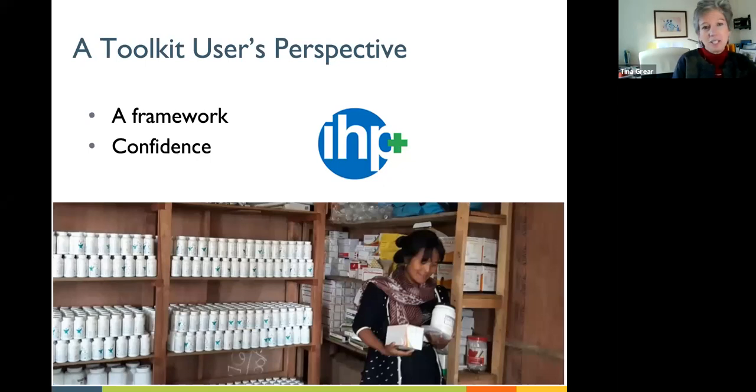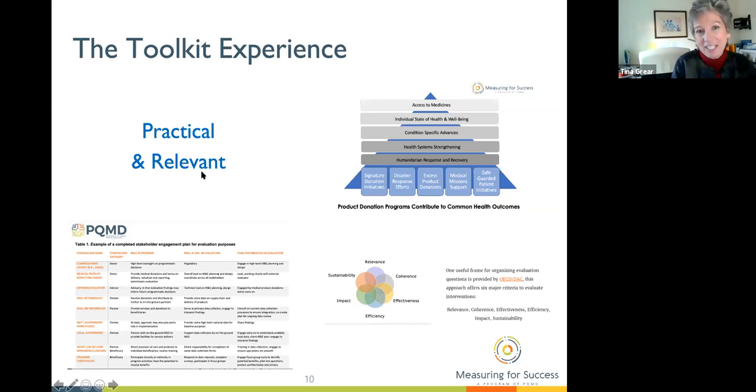So it helps you have that confidence that you're not missing the critical steps, and it gives you the language around monitoring and evaluation and the processes, and literally the tools, as it says on the tin. It gives you the tools to demystify what M&E is.